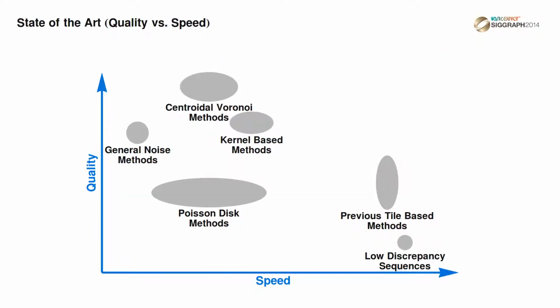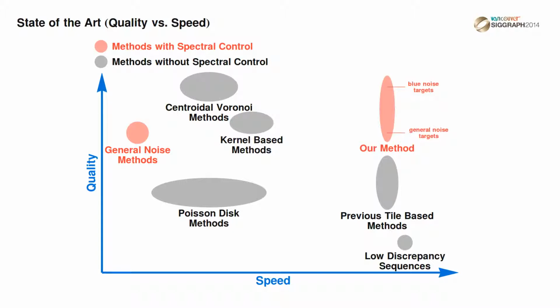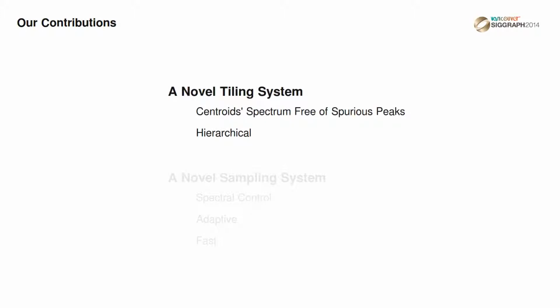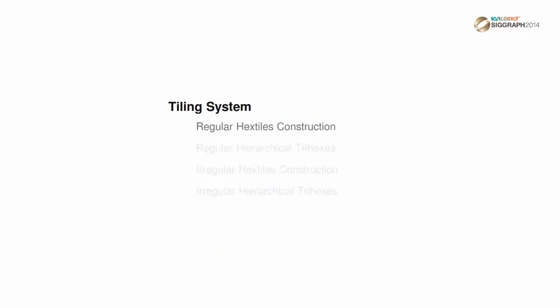In comparison to the state-of-the-art sampling methods, tile-based methods offer the best compromise between speed and quality. However, existing tile-based methods suffer from spurious Fourier peaks and lack spectral control. Our tile-based approach overcomes these drawbacks without sacrificing speed. We introduce a novel tiling system that achieves a fast and high-quality sampling distribution with spectral control, which can outperform existing state-of-the-art tile-based methods. We will first explain our tiling system, followed by the offline optimization process.